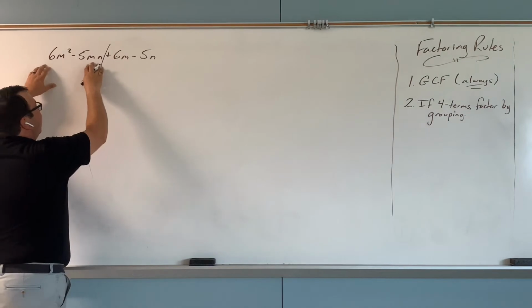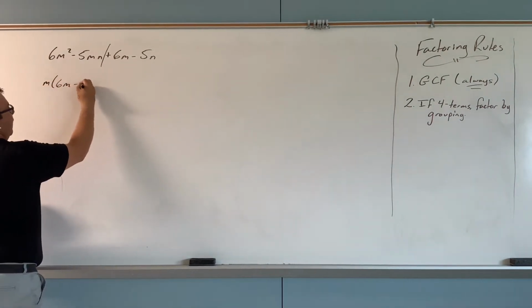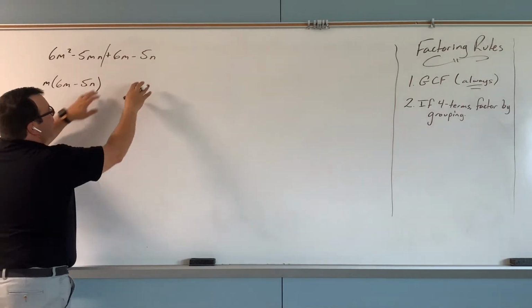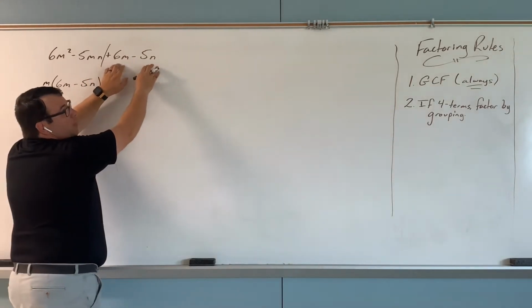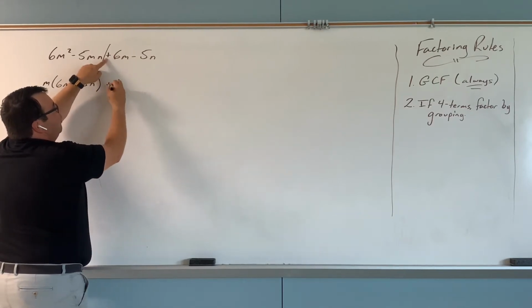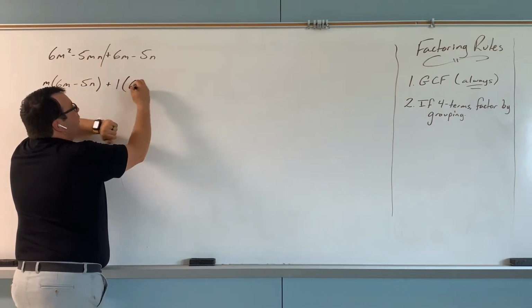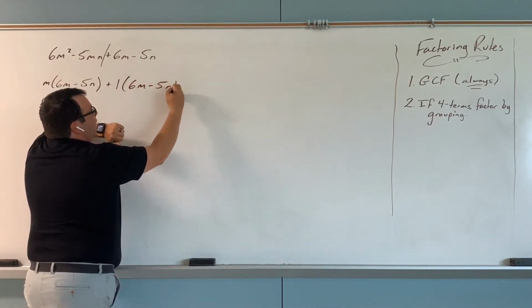You'd look at the first half. You can pull out an m. You're left with 6m minus 5n. The second half, there's no common term that you can pull out, so you can pull out 1. This is already positive, so we're pulling out a positive 1. We don't want to change any signs here. And you're left with 6m minus 5n.